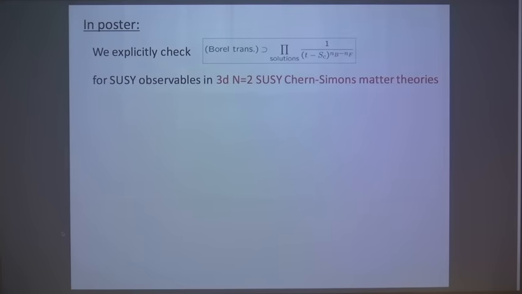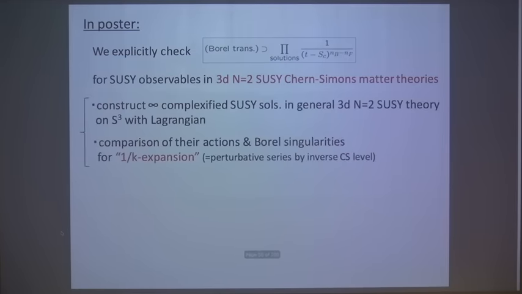And in my poster, we will explicitly check this conjecture for supersymmetric observables in three-dimensional N=2 supersymmetric Chern-Simons matter theory. More concretely, I will construct infinitely many complexified supersymmetric solutions in general 3D N=2 supersymmetric theory on a sphere with a Lagrangian. Then I will compare their actions with the Borel singularities for the 1 over k expansion, or equivalently, the perturbative expansion by the inverse of the Chern-Simons level.